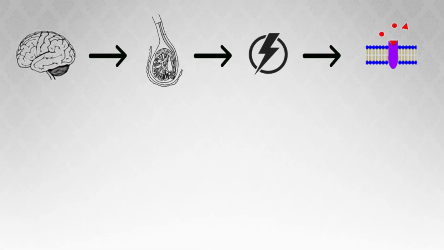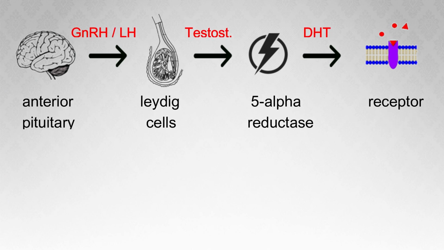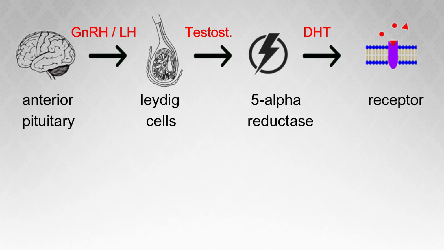Alright, so this axis is composed of the brain, the testes, an enzyme, and of course the receptor. In the brain specifically, we have the hypothalamus, which will release the GnRH, which will affect the anterior pituitary gland to release the LH.